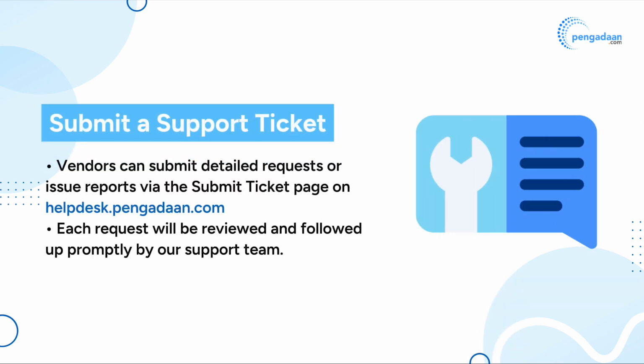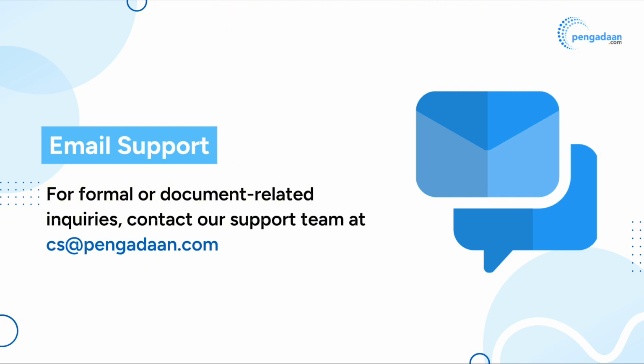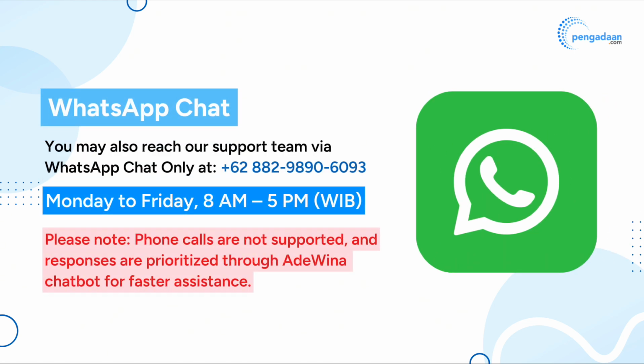2. Submit a support ticket. Vendors can submit detailed requests or issue reports via the Submit Ticket page on helpdesk.pangnadan.com. Each request will be reviewed and followed up promptly by our support team. 3. Email support. For formal or document-related inquiries, contact our support team at cs@pangnadan.com. 4. WhatsApp chat, text only. You may also reach our support team via WhatsApp chat only at +62 882 9890 6093. Please note, phone calls are not supported, and responses are prioritized through Adewaina chatbot for faster assistance.